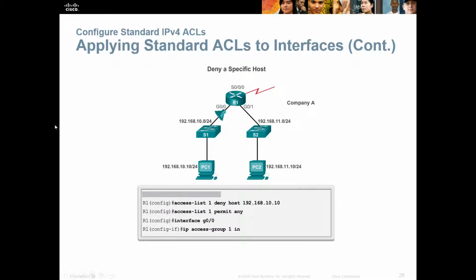So here, we actually want to filter traffic from an ACL, and we want to filter it going in. So we'll set up the ACL, we'll navigate to the interface, and we'll do ip access-group 1 in. That means it'll be filtered going in.